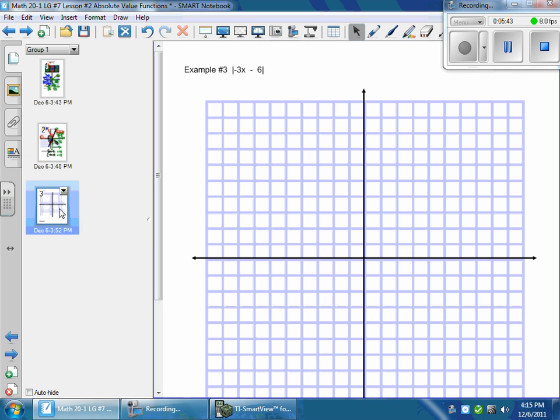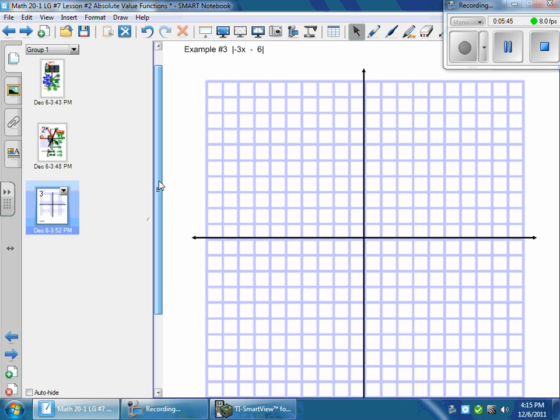Take a look at this one now. Take a look at this one, minus 3x minus 6. So without using the calculator, let's see if we can figure this out. Minus 3x minus 6, first thing I would do is remember my y equals mx plus b. And I'd remember that, there's my minus 6. That must be my intercept.